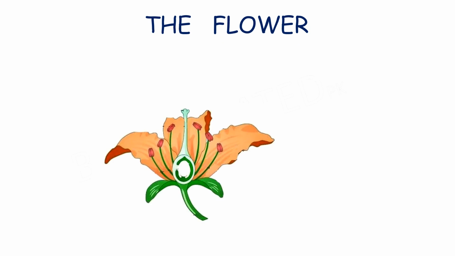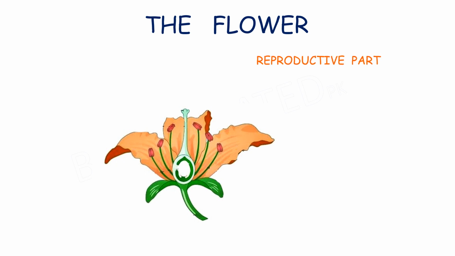In this video we are going to talk about the flower and its parts, with major explanation about the male part of flower. So here is a flower. In a flower there are two portions: first reproductive and second accessory parts.